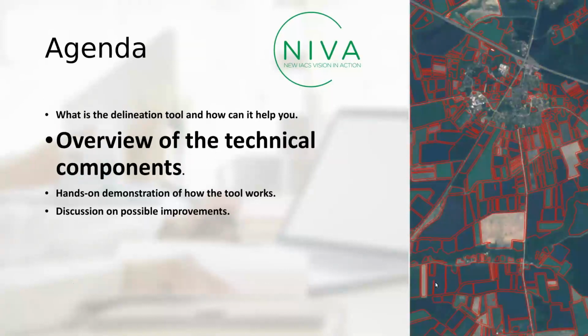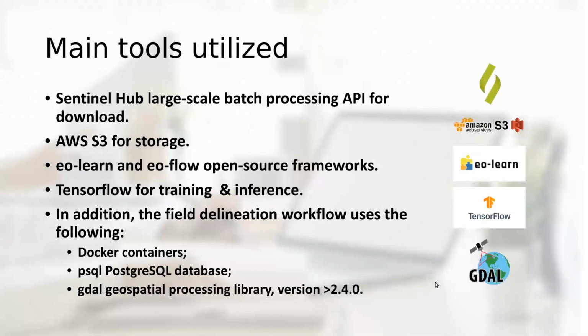Now we're going to the main part of the presentation, which is the overview of the technical components. First, let's take a look at the main tools that are utilized by our tool. We rely heavily on the Sentinel Hub large-scale batch processing API for downloading the Sentinel-2 data. And because this downloads data asynchronously to the AWS bucket, we also rely on AWS S3 for storage. This stores the data that we produce within this workflow.